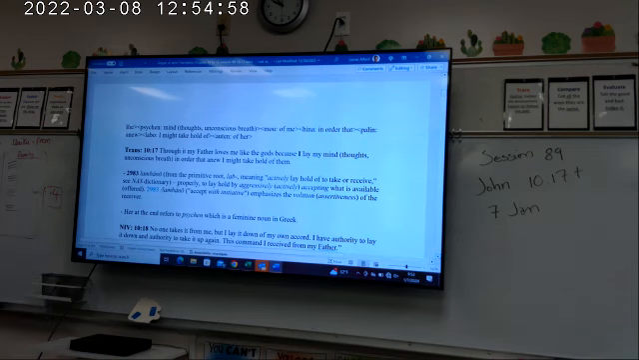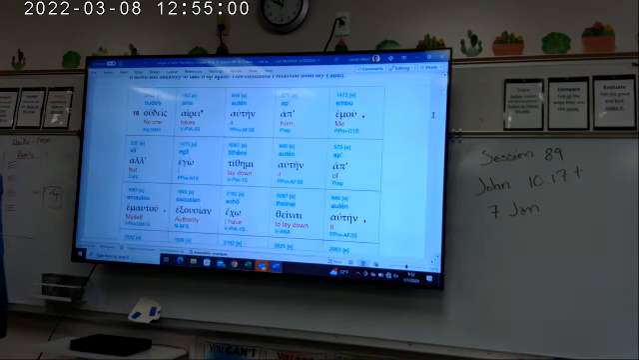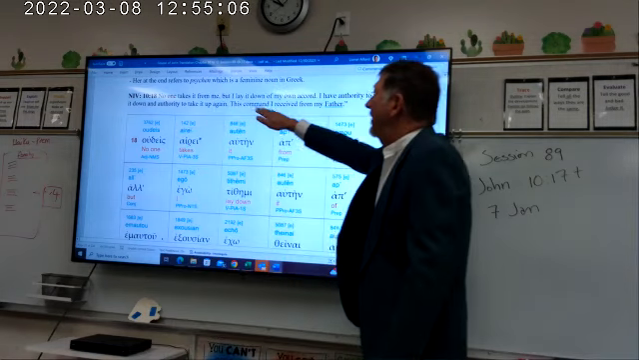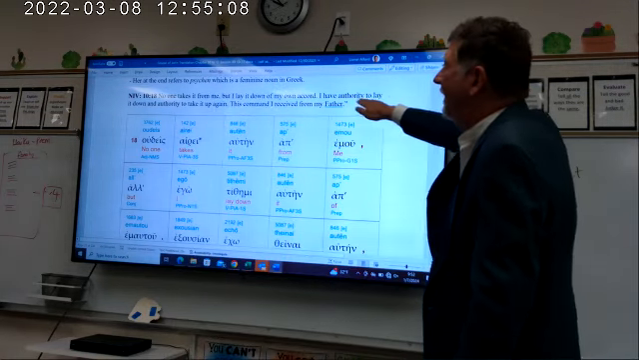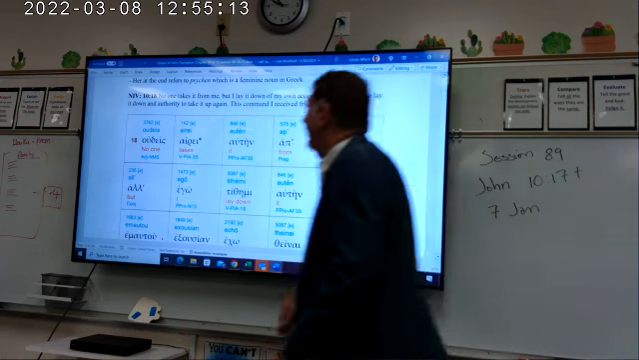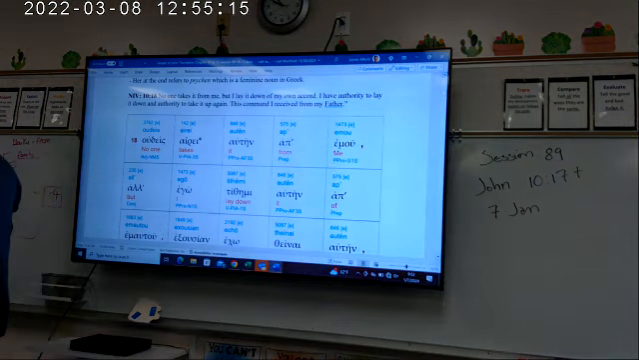Here's the next one in this sequence, 10:18. No one takes it from me, but I lay it down on my own accord. I have authority to lay it down and authority to take it up again. This command I received from my Father. Okay, that looks pretty cut and dried, right?